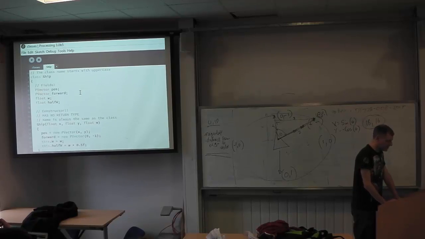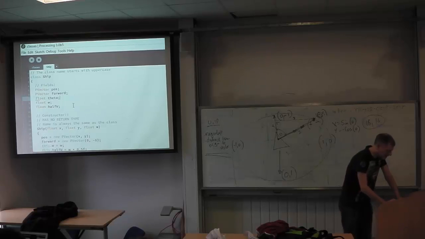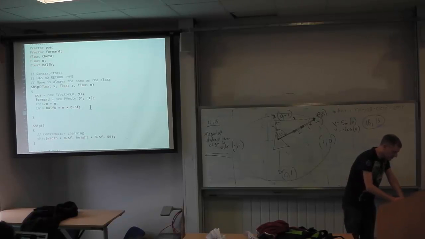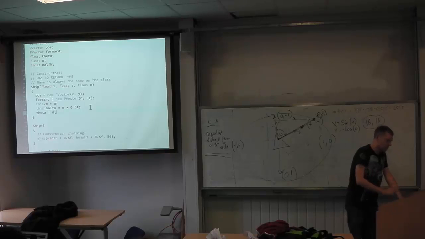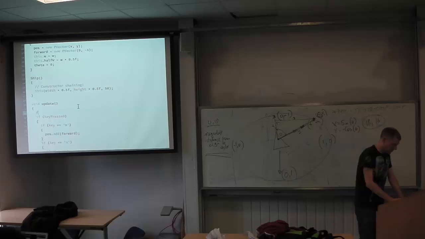So let's add an extra field. So there's pause and forward. Let's add another float called theta. And let's say that theta is going to have an initial value of 0. Alright, so 0 is going to give me straight up value. And then down here in my update method, I need to calculate my direction or my forward vector. Forward dot x is going to be equal to the sine of the angle theta. And my forward dot y is equal to minus the cosine of theta.